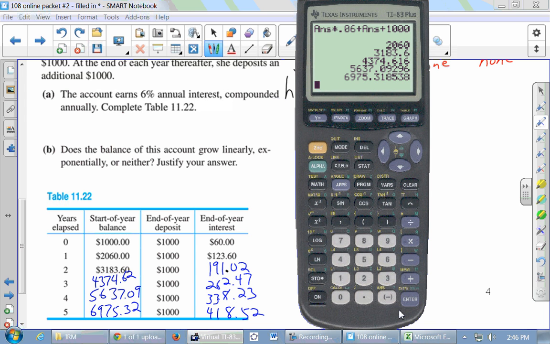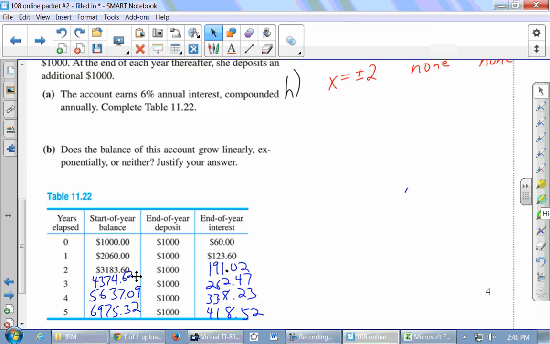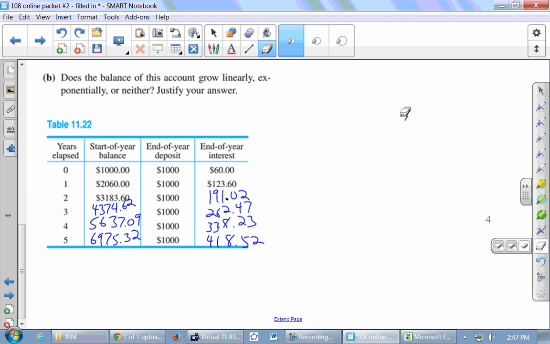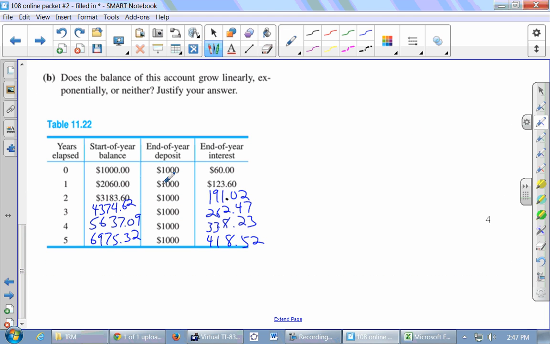Okay, and then taking a look at the next part, it says, does the balance grow linearly, exponentially, or neither? Okay, so we've got this table of values. Essentially, we're just looking at the first couple of columns here. We want to know if that's a straight line or an exponential function or neither. Okay, so to figure out if it's a straight line, I guess what we need to do is calculate some slopes. So you can calculate slopes of these first 2 points. Let's circle them here.